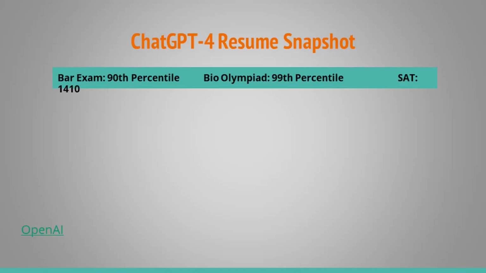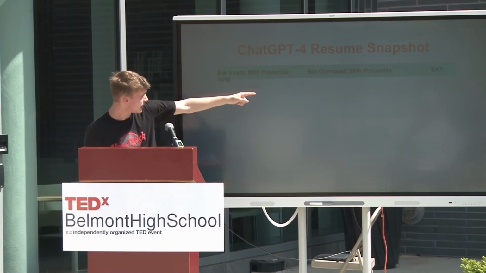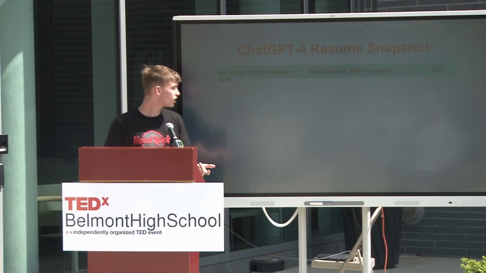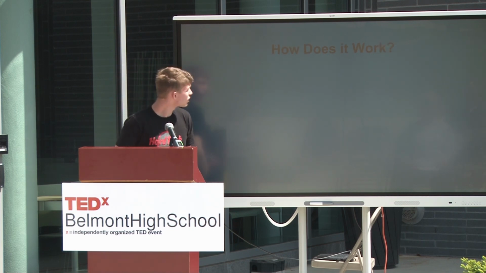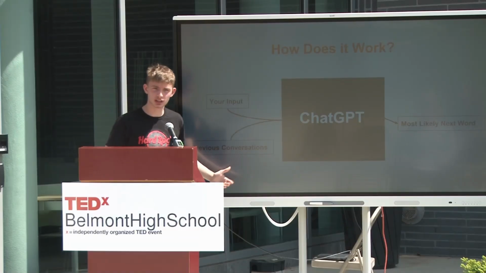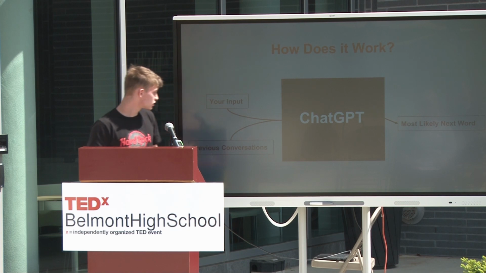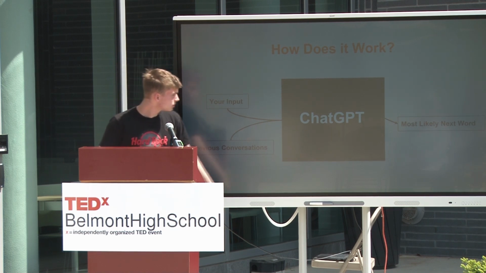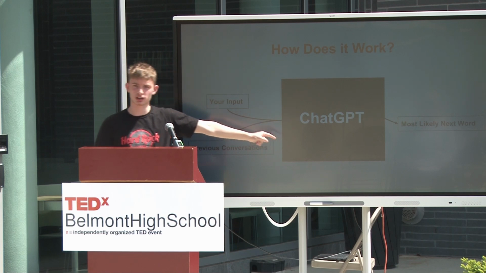Yeah. So, what does this mean? Well, ChatGPT 4, so this is the newer version, got a 90th percentile on the bar exam, so it's a lawyer, 99th percentile on the bio-Olympiad, so it's a biologist, and it got a 1410 SAT, so it could get to college. So, how does this work? Well, we have our model here, right? This is trained already. We take our input, and we take any previous conversation we had with it. So what allows it to understand context. And what it'll do, it'll predict the most likely next word.